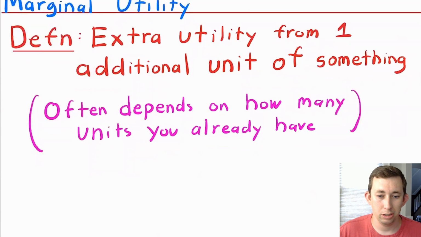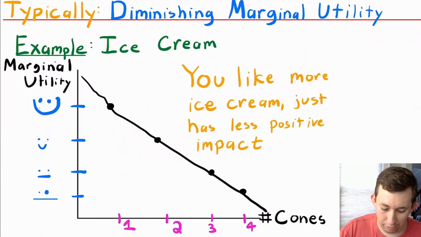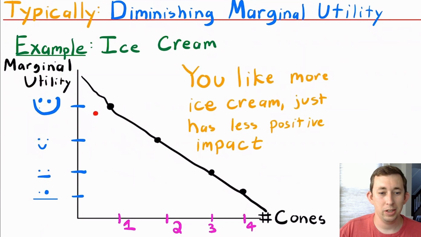Well, to illustrate diminishing marginal utility, I'm going to use a classic example of the number of ice cream cones. So here I've got this graph. Notice that on this graph, the y-axis is not utility, it's marginal utility. And rather than use numbers, I'm going to use some faces to indicate feelings. So I like ice cream, so maybe I get my first ice cream cone and I'm really happy. I get a lot of extra utility from that.